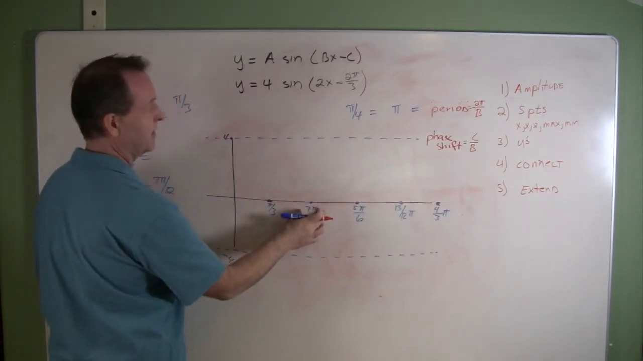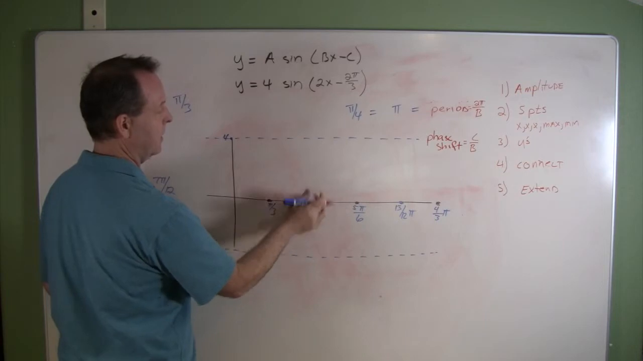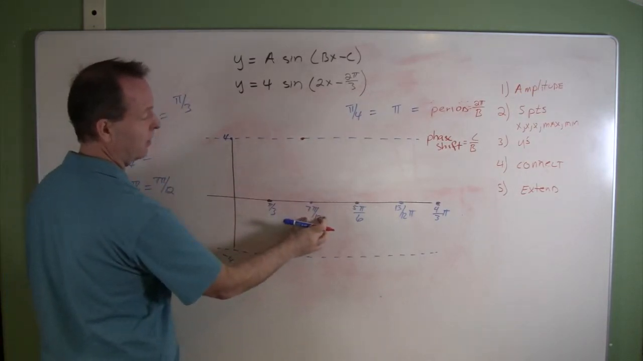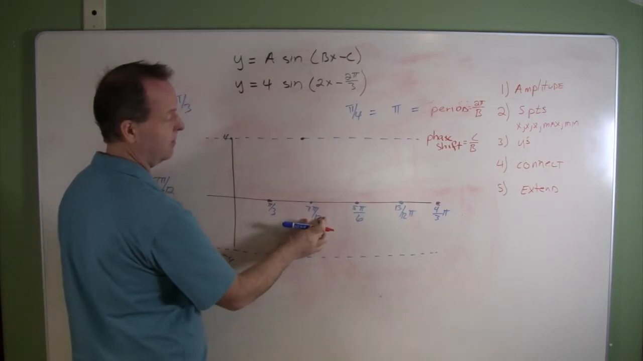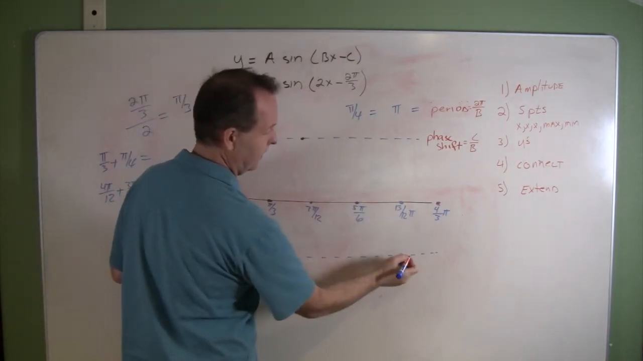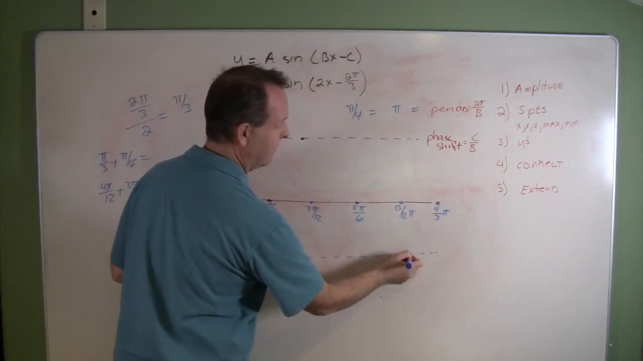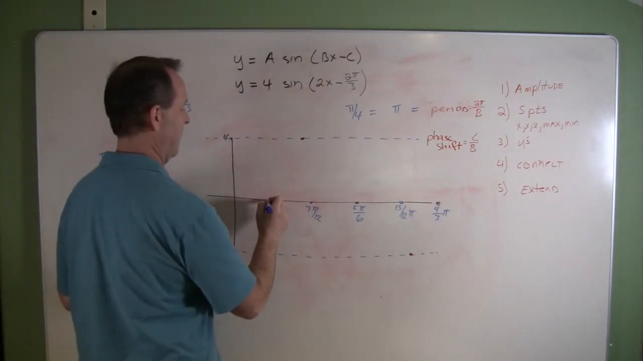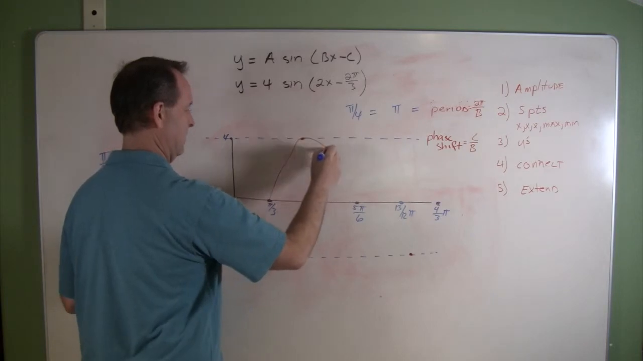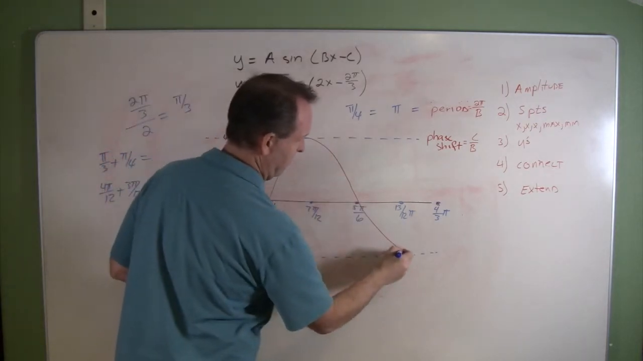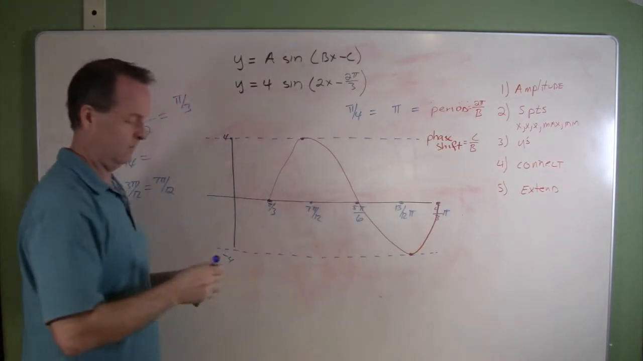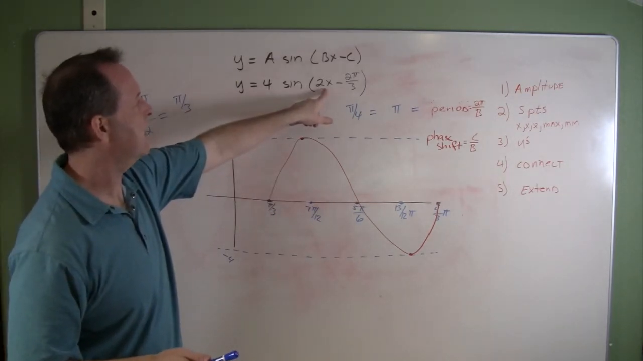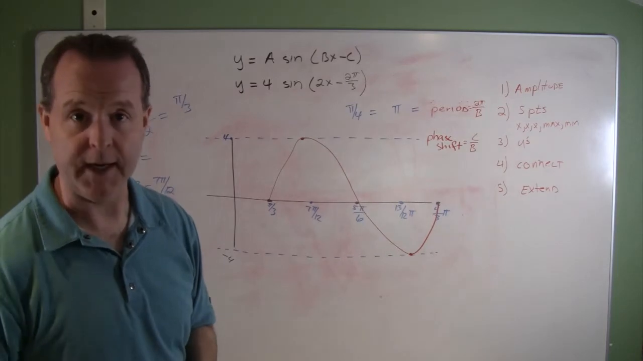The first one, since it was a positive amplitude, we know is going to go up first. So this first marker is a maximum. This marker over here is a minimum. So now I have a graph. There's the graph of 4 sine of (2x minus 2 pi over 3).